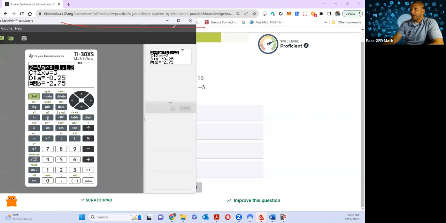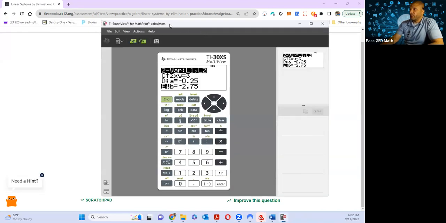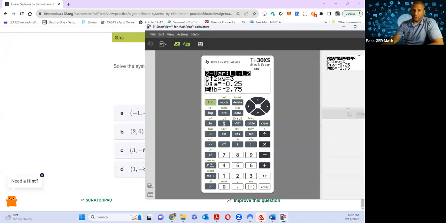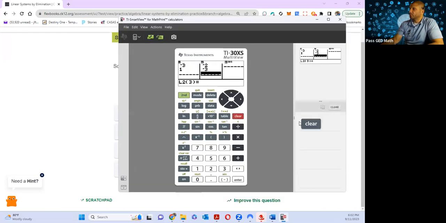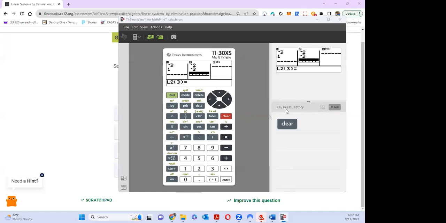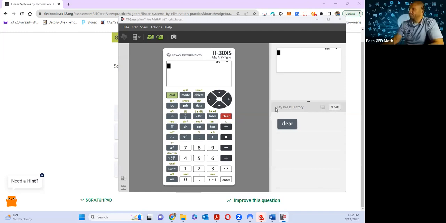I showed you how to do it algebraically. Let me clear the screen. But watch this. My computer's a little slow here. Okay, let me clear this out. Clear everything out so we can see it from scratch. Let me move it over.